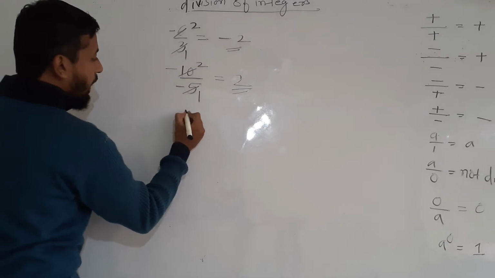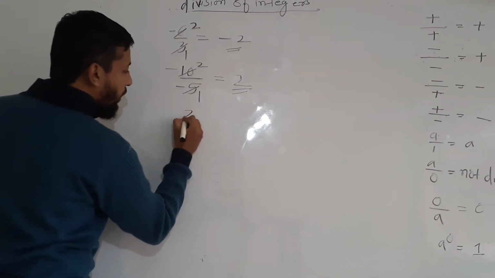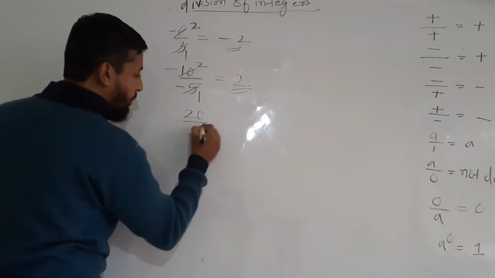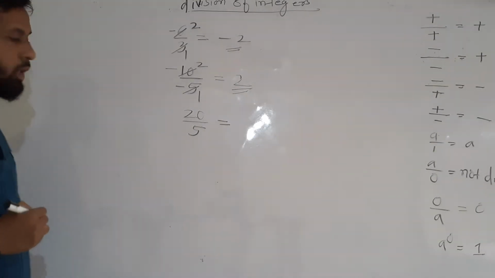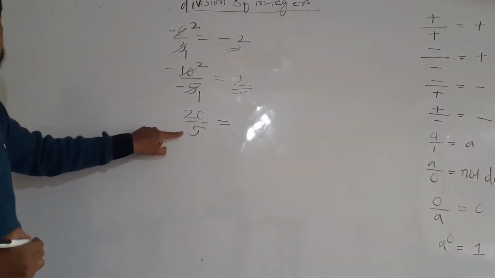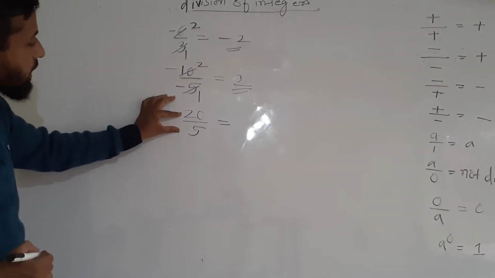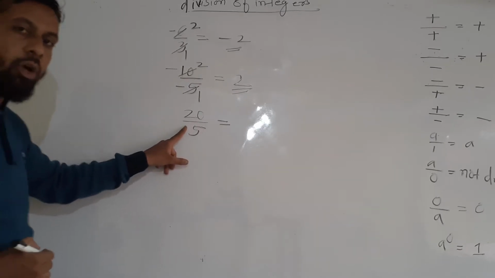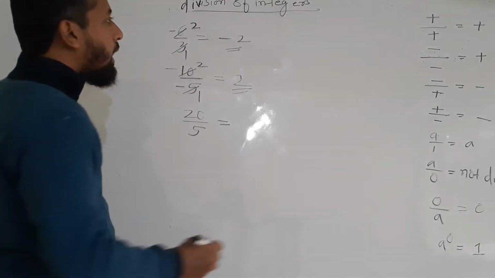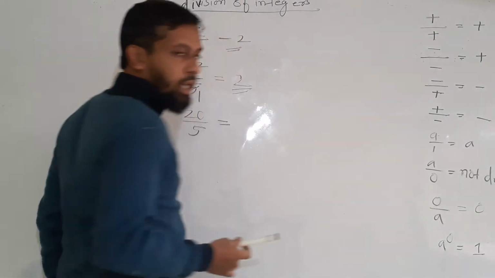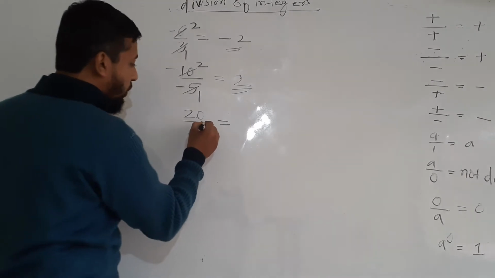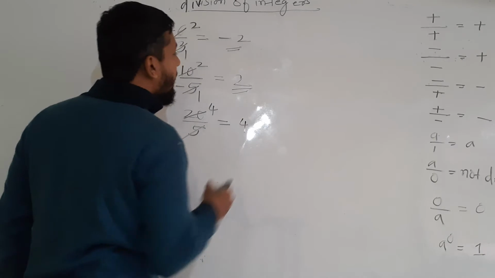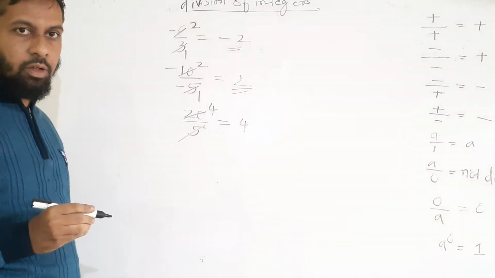Suppose it is 20 divided by 5. Suppose this is positive, this is also positive. Both the sign of the numerator and the sign of the denominator are positive. Division of same sign is positive. So the result will be positive. 5 ones are 5, 5 fours are 20, you will get the answer as plus 4.